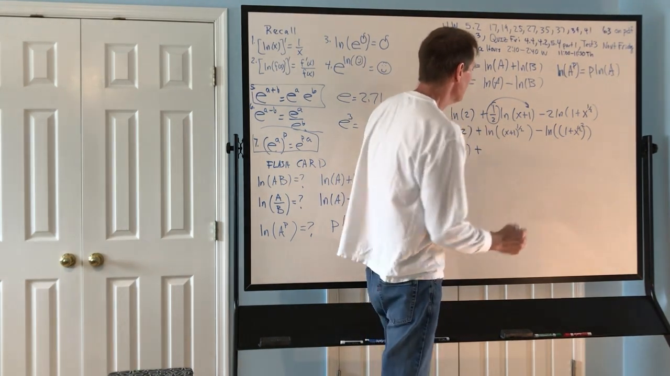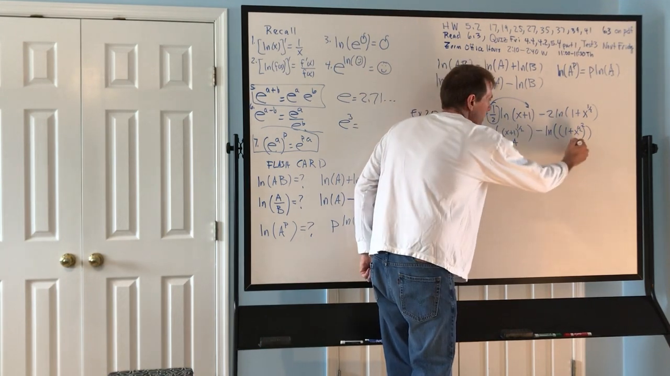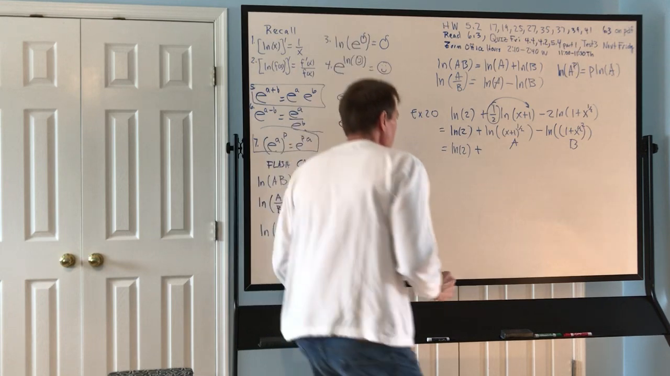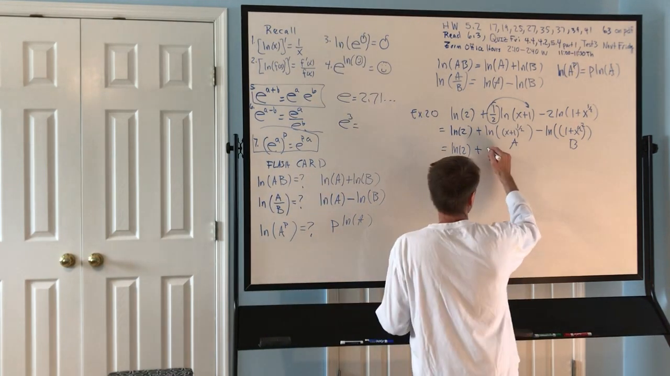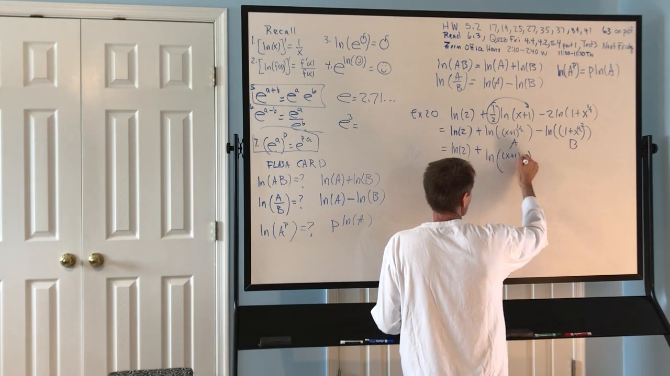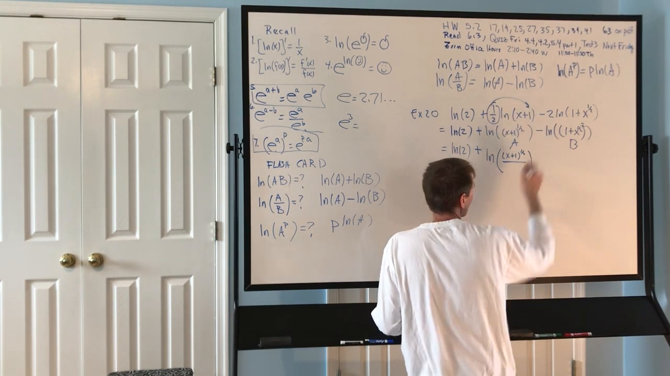Now using this would be like my A, and all of that would be like my B. And so this would be equal to the natural log of A, which is this x plus 1 to 1/2, over that B.